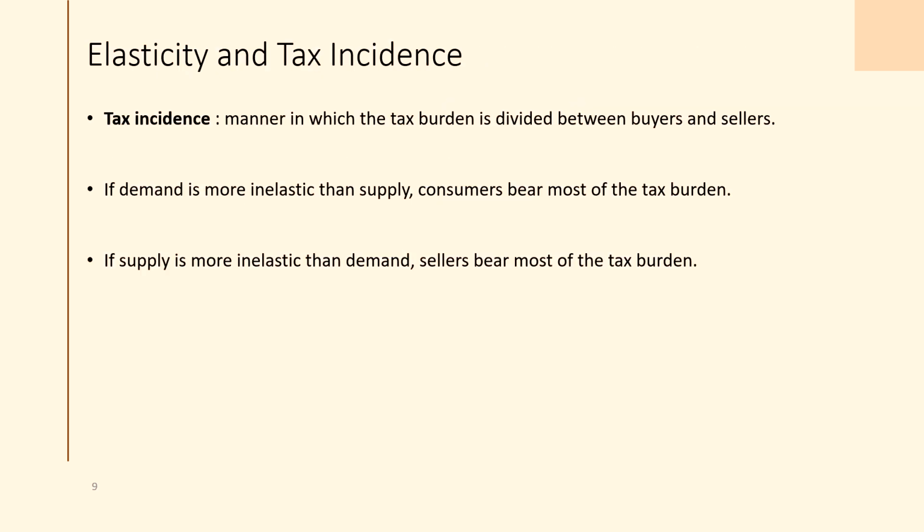Now let's introduce the concept of tax incidence, which refers to how the burden of the tax is divided between buyers and sellers. If demand is more inelastic than supply, consumers bear most of the tax burden because they are less responsive to price changes. If supply is more inelastic than demand, producers bear more of the burden because they cannot easily reduce production.